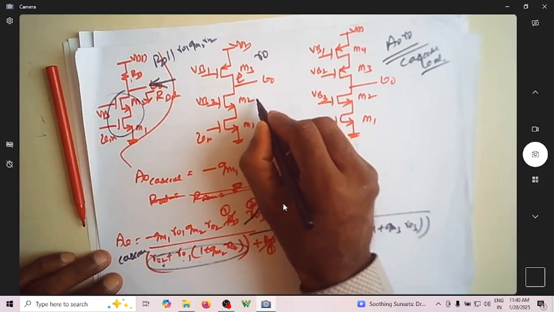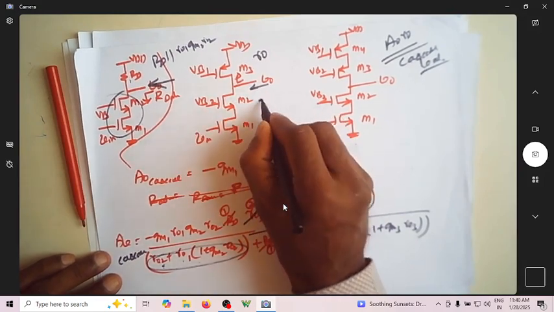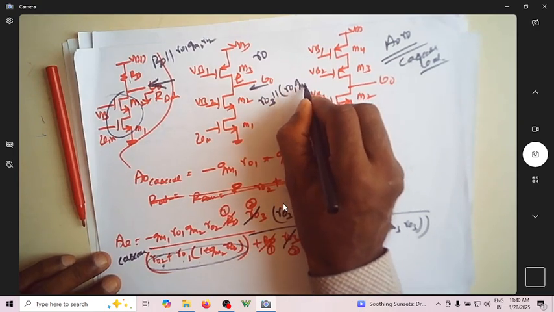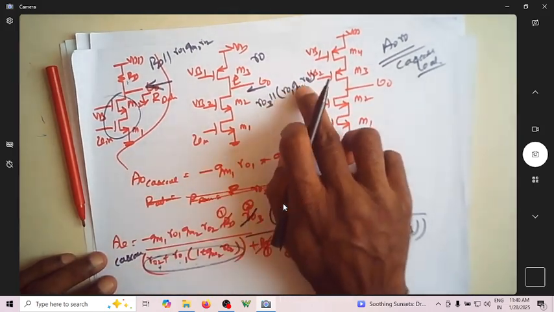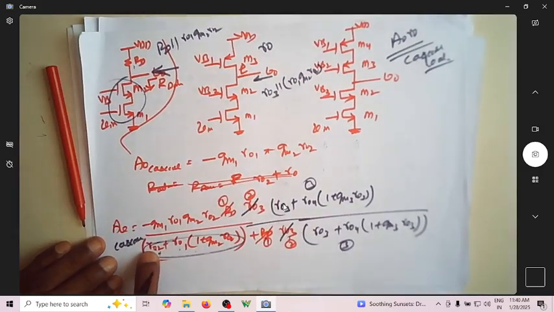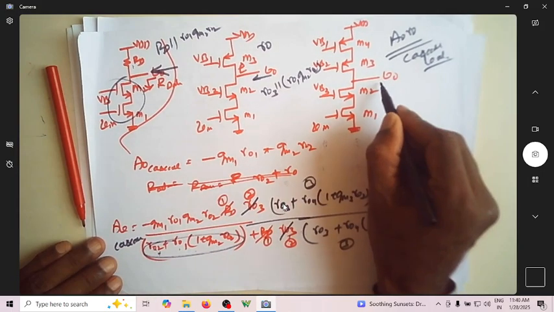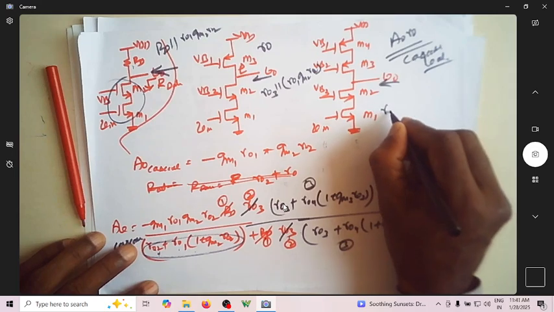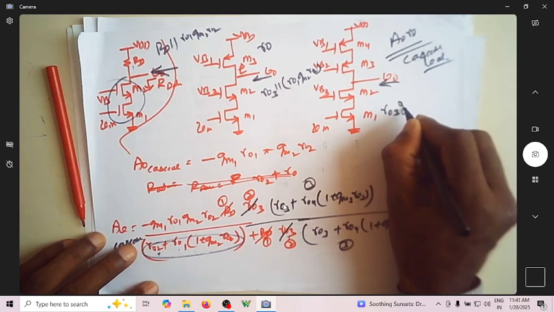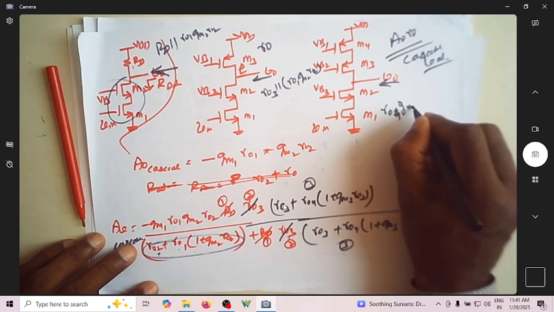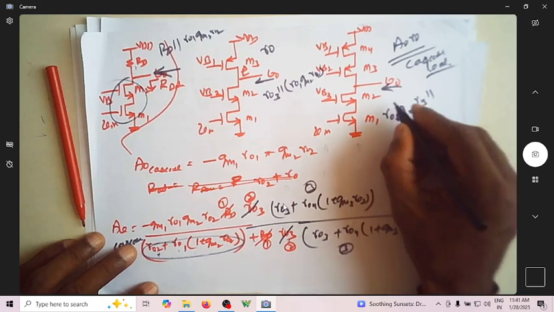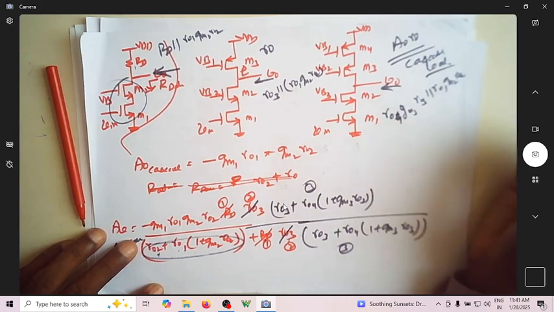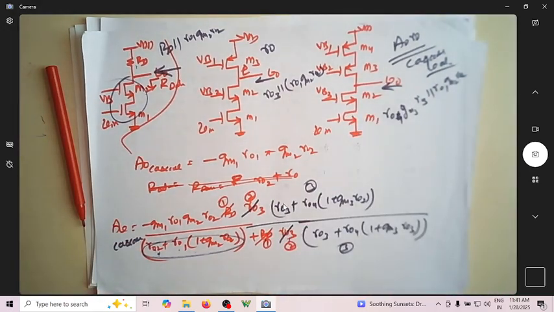So what is this here? The resistance looking here is r03 in parallel with r01 gm2 r02 approximately. So this is an approximate expression. If you want the exact expression, you have to write this. So what is the resistance looking from here? It's actually the resistance looking up, approximately r03 into r04 into gm3 r03 in parallel with r01 into gm2 r02.